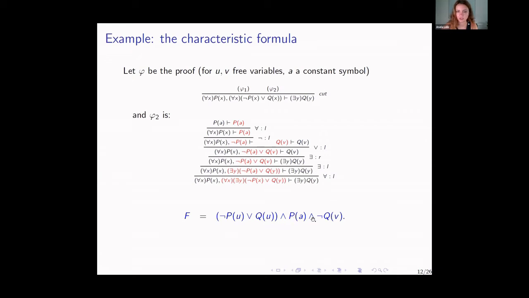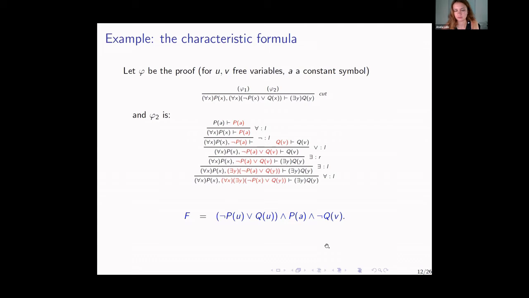Here we take the conjunction because the or left inference operates on ancestors of the cut. And in the end, because the cut rule combines then these two branches, and a cut obviously operates on a cut, we take it again the conjunction. So this is the characteristic formula. I mean, we could also define it as a set of clauses, right? So we would have three clauses here.